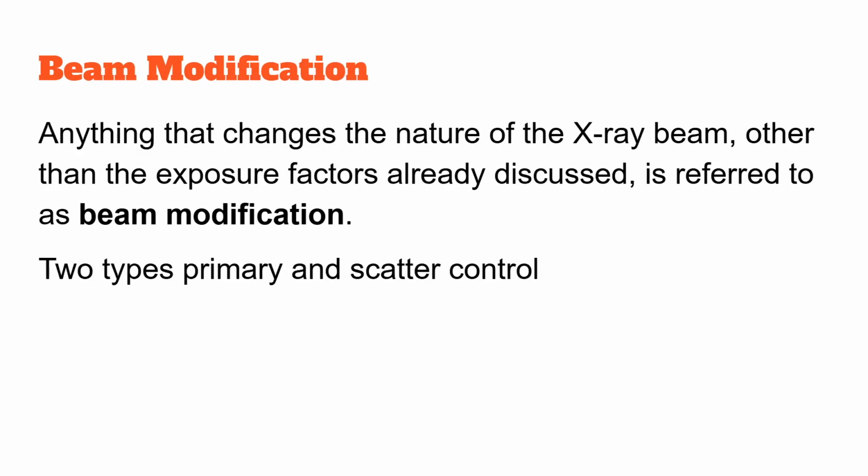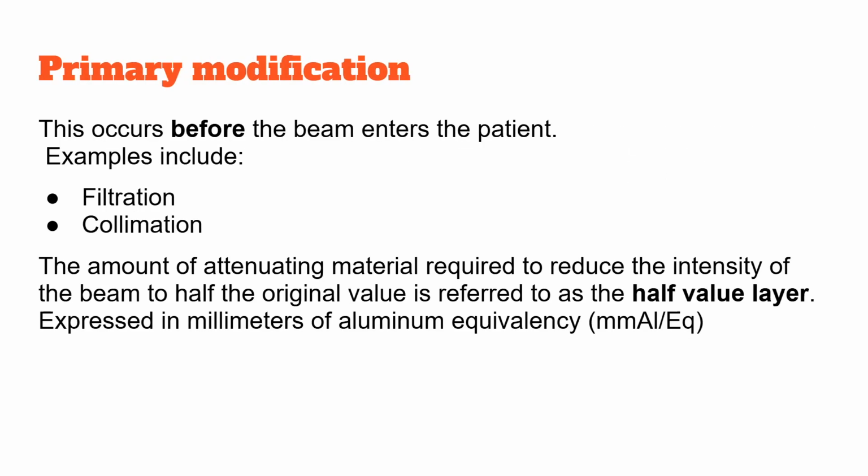With beam modification, anything that changes the nature of the X-ray beam, other than the exposure factors already discussed, is going to be referred to as beam modification. There are 2 types: primary and scatter control. Primary modification occurs before the beam enters the patient. Examples of this are filtration and collimation.